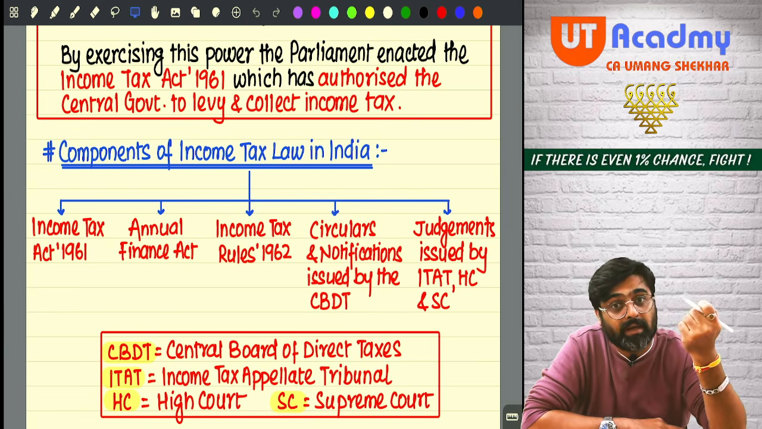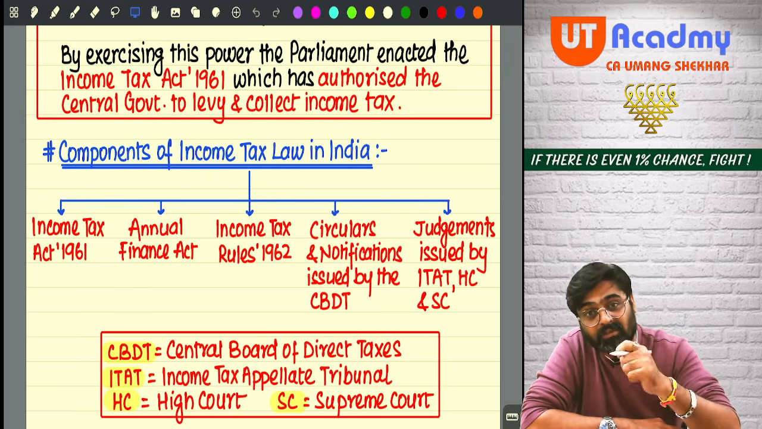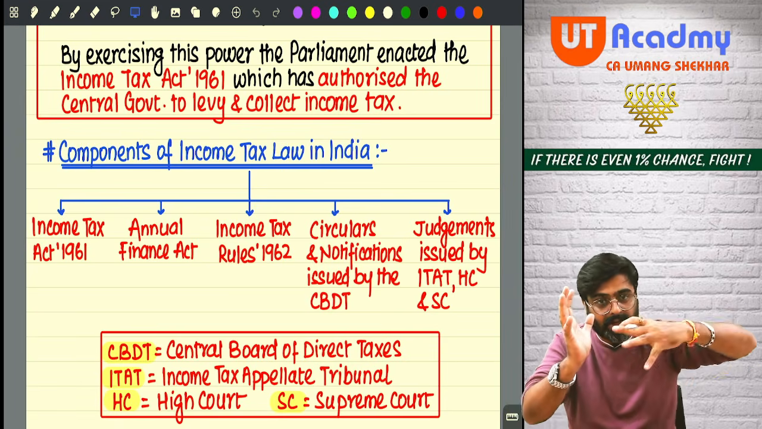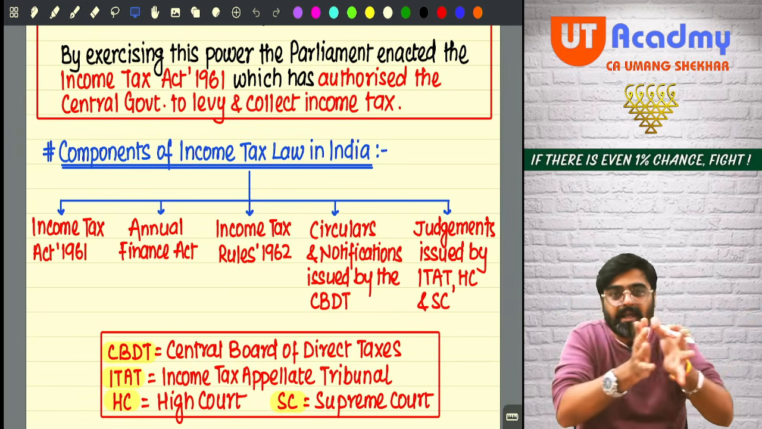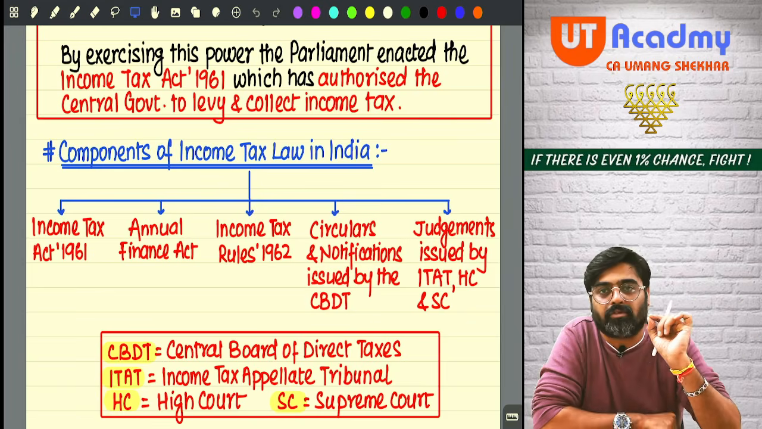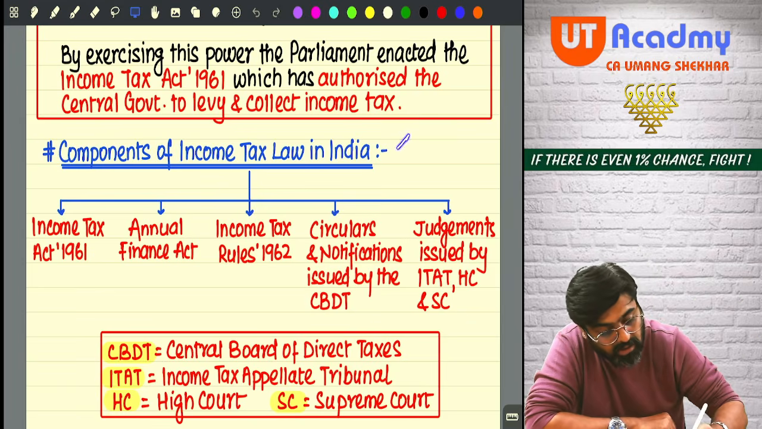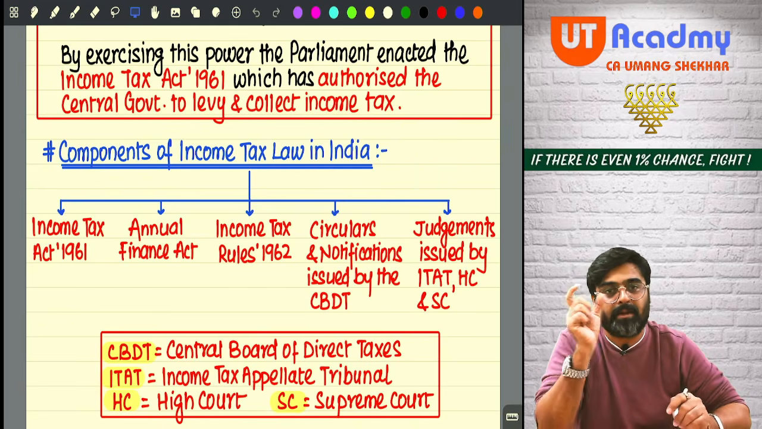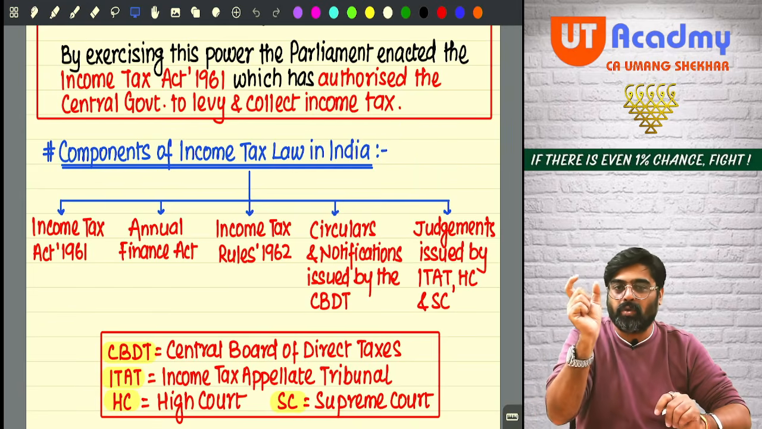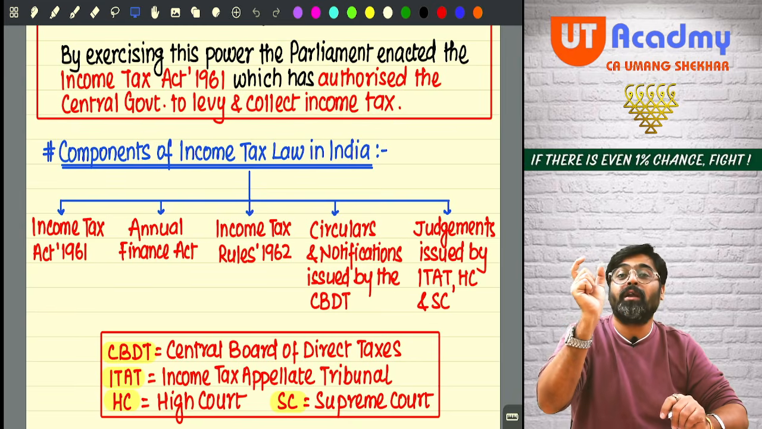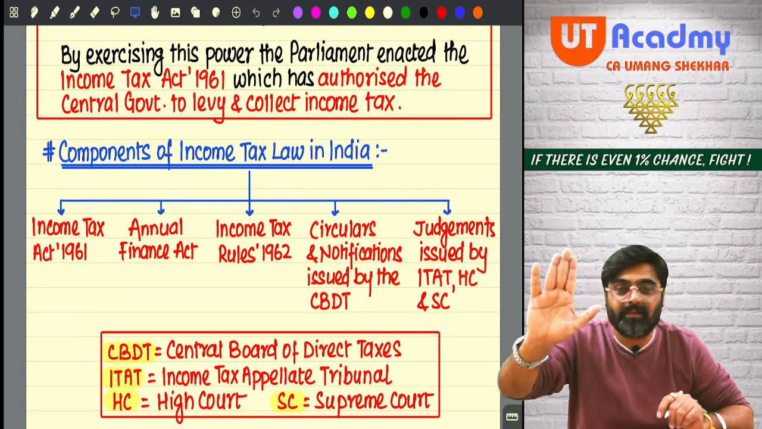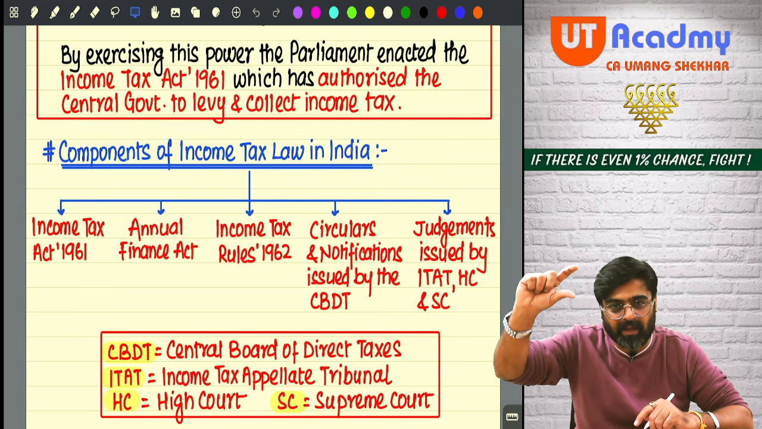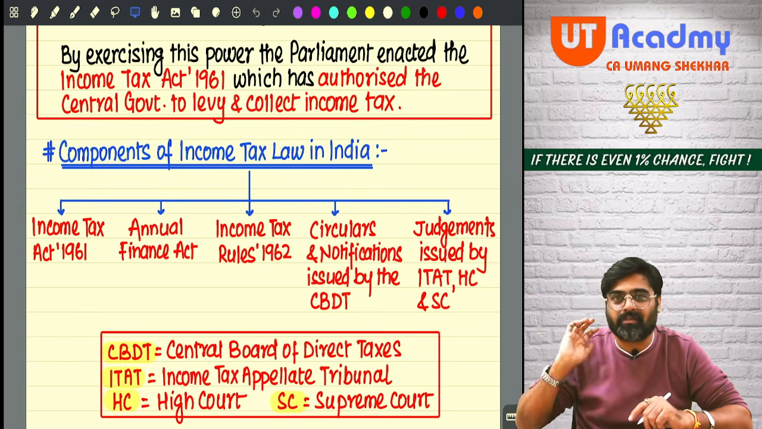So to understand logically the sections of the Income Tax Act, all the 298 sections are logically divided into 23 chapters. How many chapters? There are 23 chapters. Chapter number 1 is sections 1, 2, 3, and chapter number 1 is preliminary.